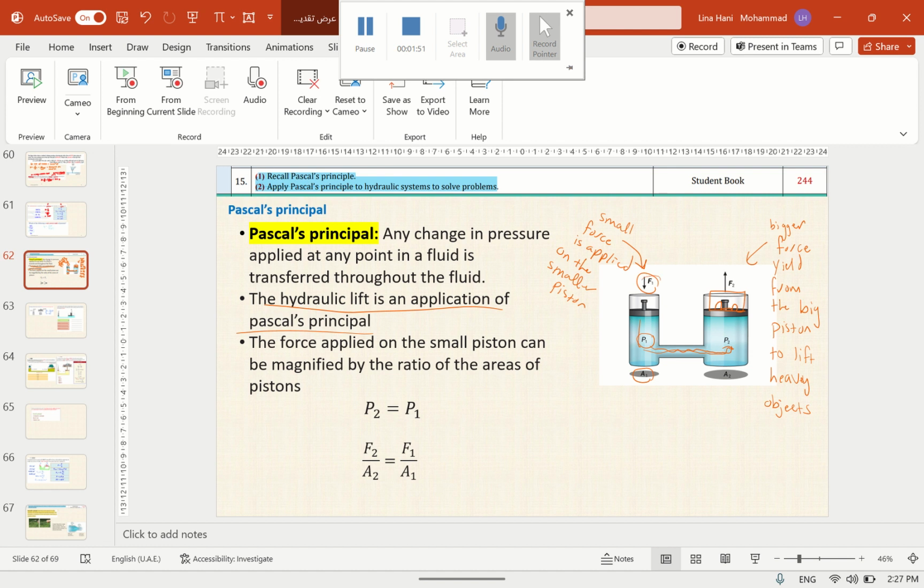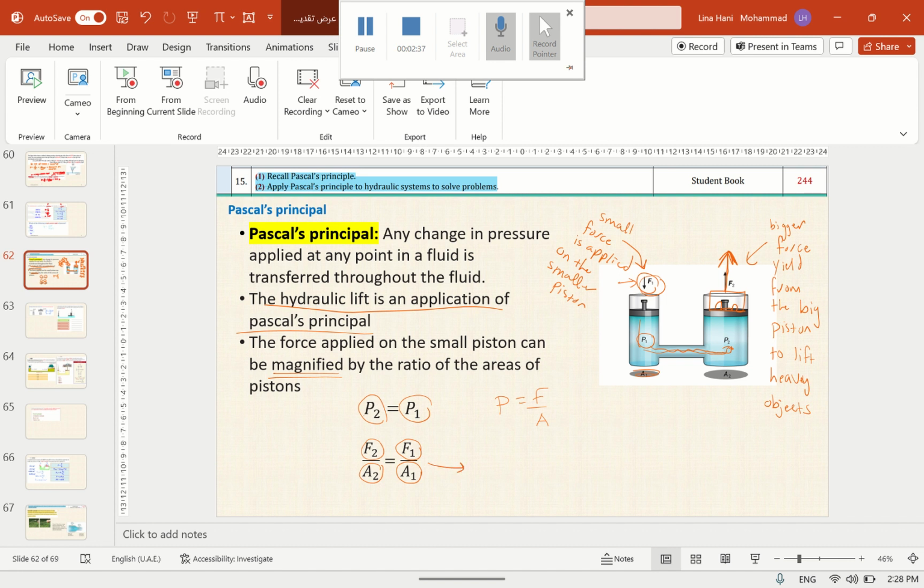Now the force applied on a small piston can be magnified, so F2 here is bigger, can be magnified by the ratio of the areas of the pistons. So if the pressure P2 is equal to P1 because the pressure travels throughout the fluid undiminished, if you remember that the pressure is equal to F divided by A, so P2 is F2 over A2, the force from the second piston divided by the area of the second piston, equals P1, which is F1 over A1, the force applied on the smaller piston divided by the area of the smaller piston.